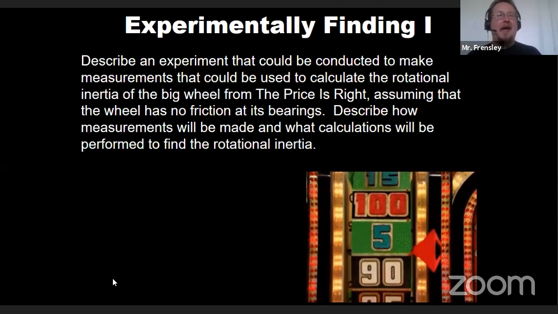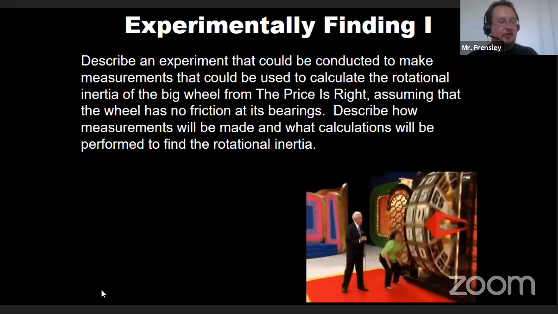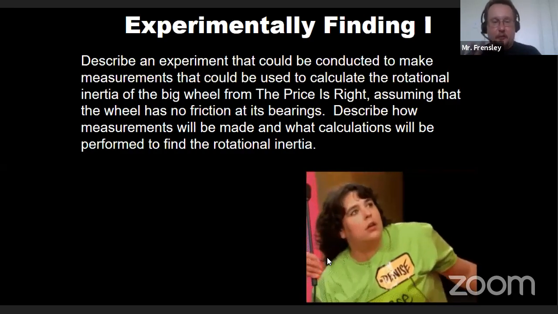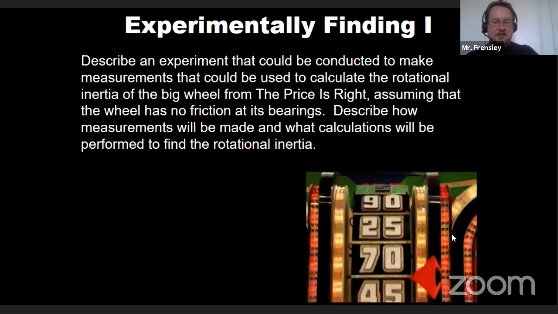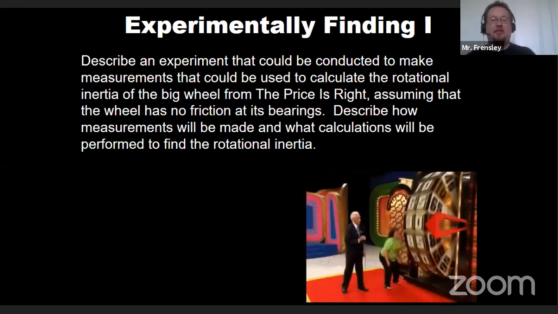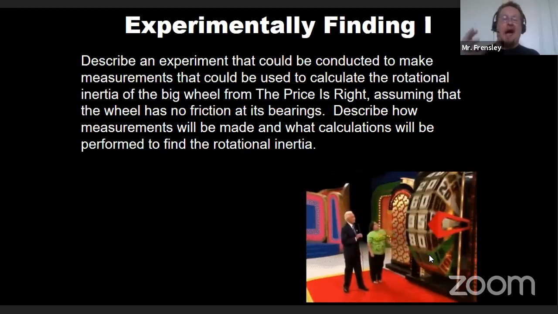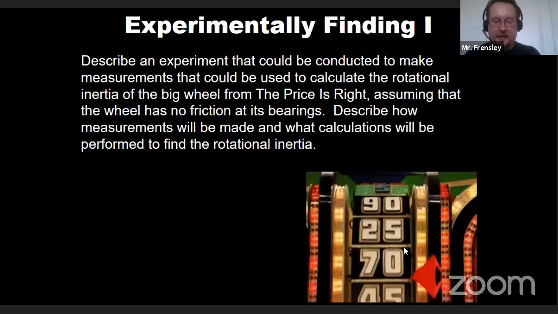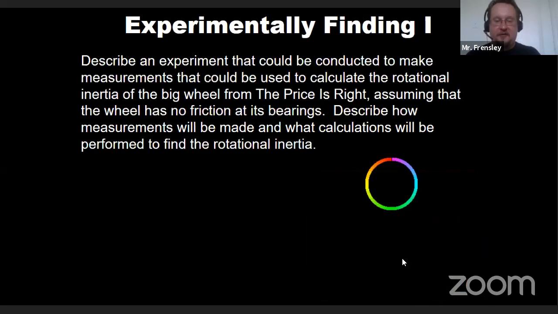Now, the timer says 5 minutes. I think I'm only going to give you 3 because otherwise we're going to go over time. So 3 minutes, I want you to sketch out the fastest procedure you can. How would you find the rotational inertia of this gigantic wheel if it were in your classroom and had no friction? On your mark, get set, go. We're only going to go until it says 2.